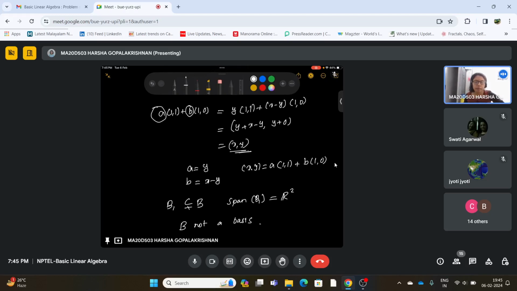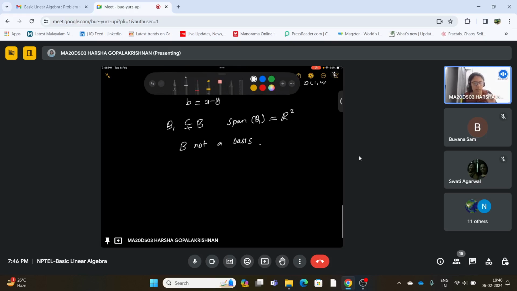Is that clear? Here the first condition, span of B equal to R2, is satisfied, but the second condition, that a proper subset does not span R2, is not satisfied, because a proper subset spans the whole R2. So the second condition is violated, and so B is not a basis. Actually B1 will be a basis. You can check that B1 is a basis.